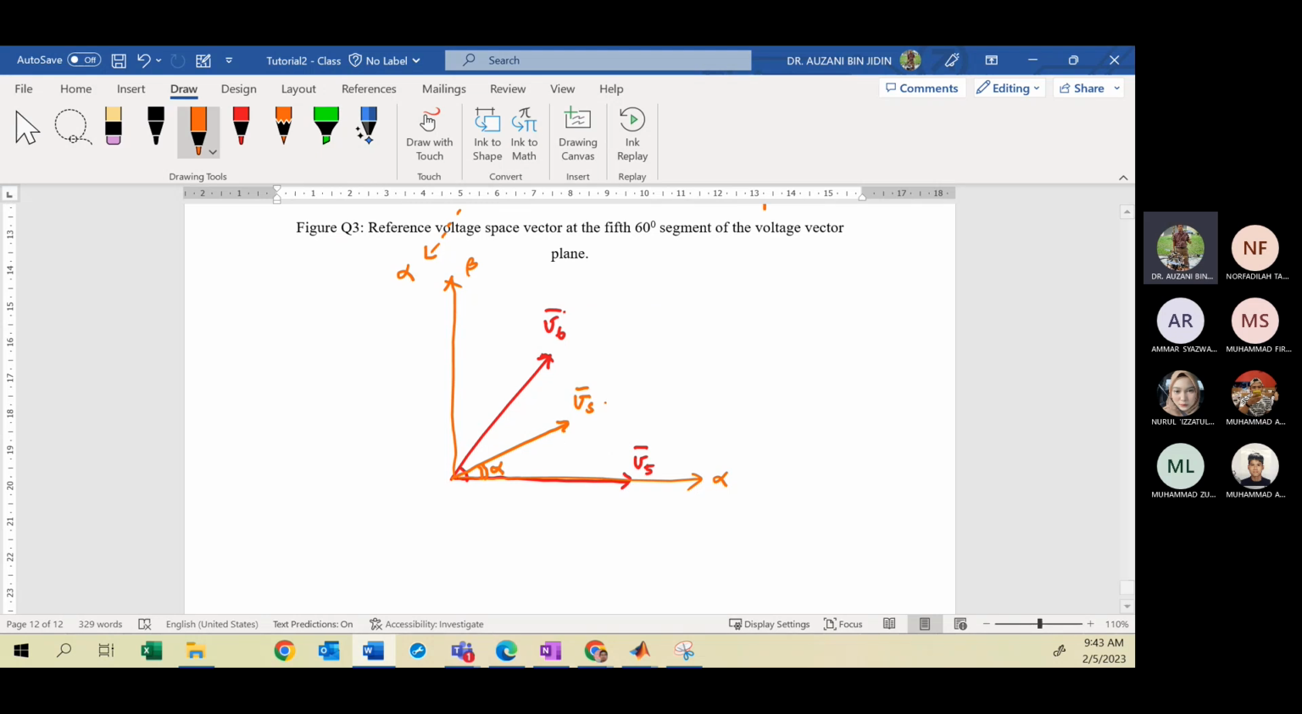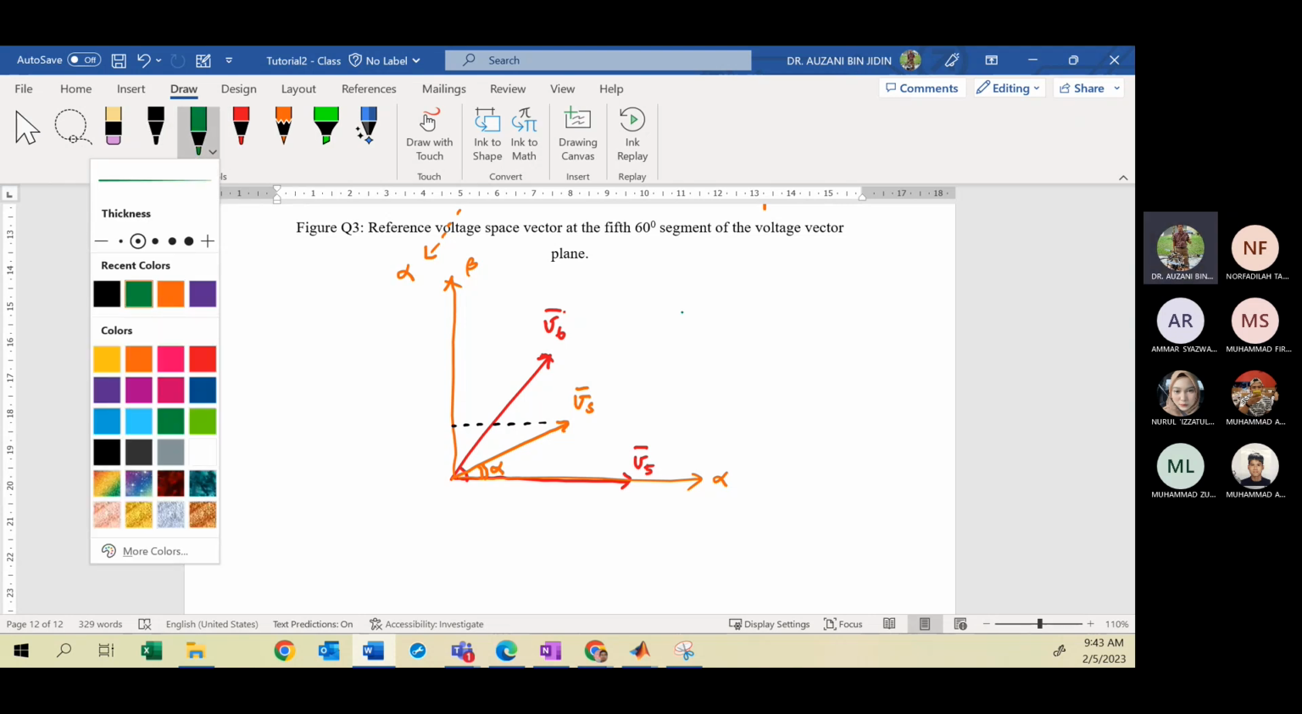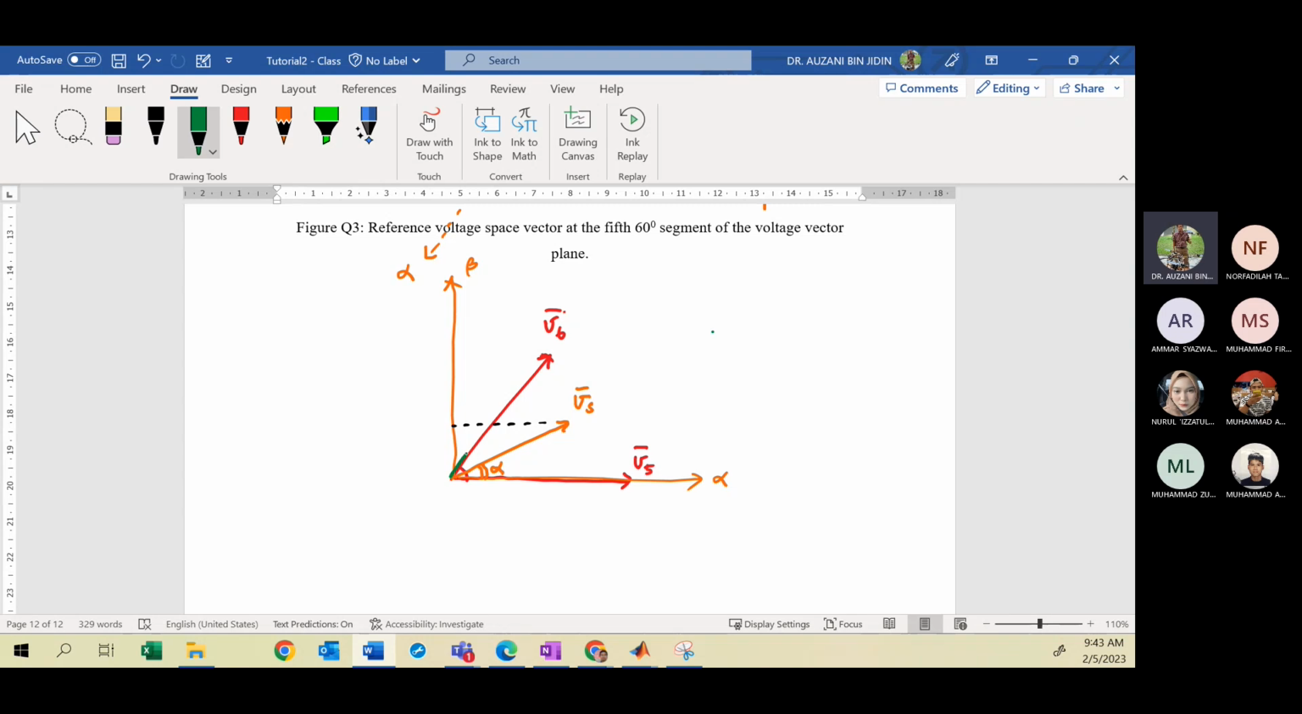Then the vectors involved to produce the resultant vector VS, VR. Firstly, you need to sketch the projection line here. The first component vector, maybe I use the green color here, is V6 multiplied by its ratio, T6 divided by T.